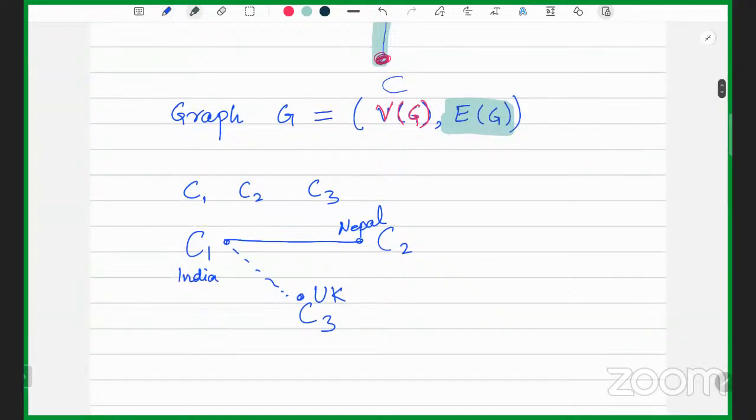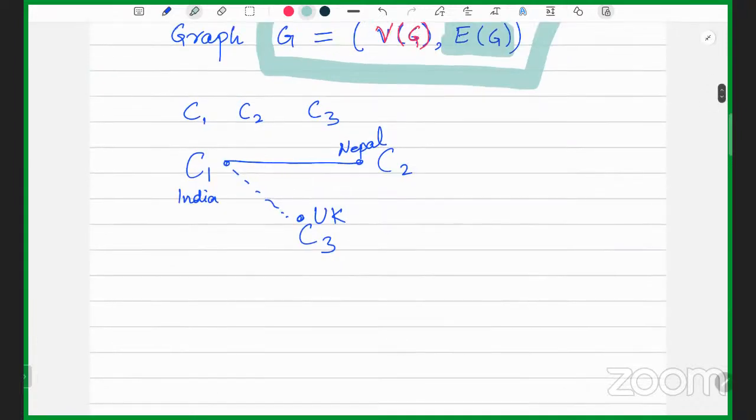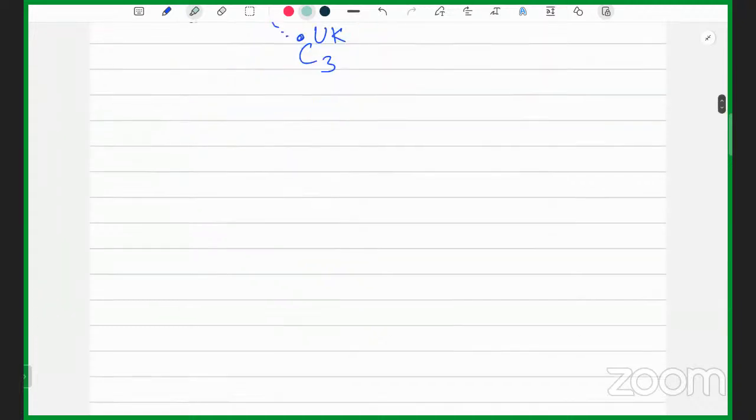Here you see the graph, two things. One is vertex set and another one is edge set, right? So I have a chance to either color vertices or edges. When you color vertices, it's called a vertex coloring. When you color edges, it's called an edge coloring. For today's talk, we are going to talk about the vertex colorings.